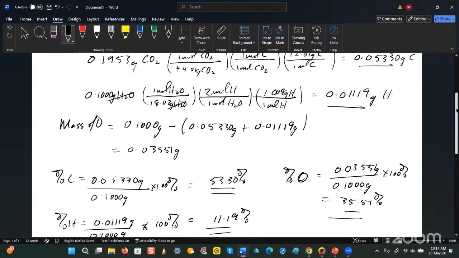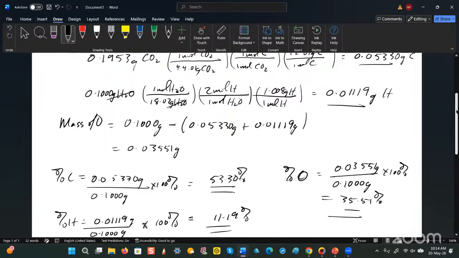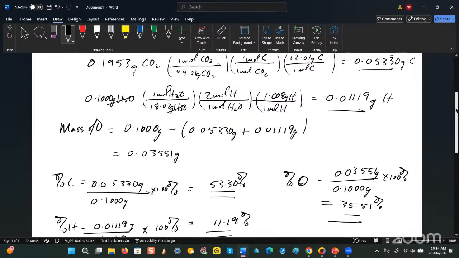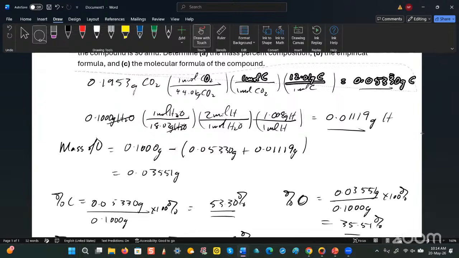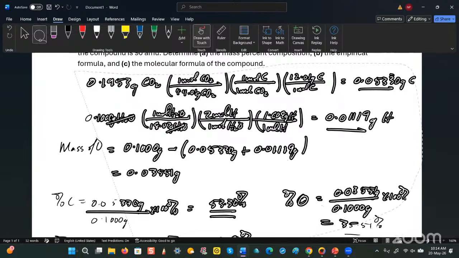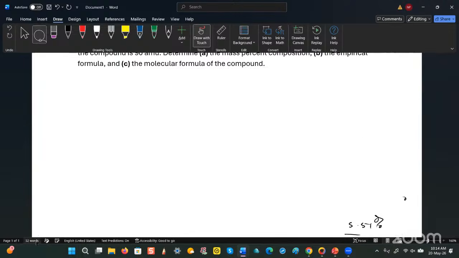Now, in this particular case, there are two ways you could do this. You could use the masses that we calculated here, here, and here, or you can use the percent values. It doesn't matter which one. I'm going to use the percent values, but you could just as well use the mass values. So what I'm going to do to create some space is to get rid of this here.